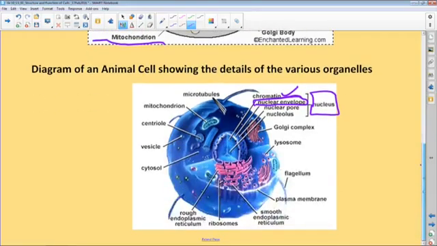Then you've got your rough endoplasmic reticulum. Okay, and you have your smooth endoplasmic reticulum. It's got to be here somewhere. I'm sure there's one. Oh, yeah, there we go. Smooth endoplasmic reticulum. Okay, and ribosomes, which you're going to find on your rough endoplasmic reticulum or your rough ER.